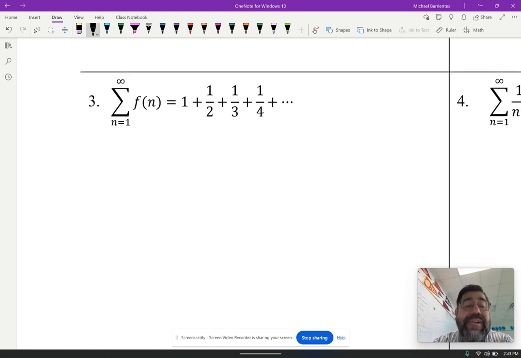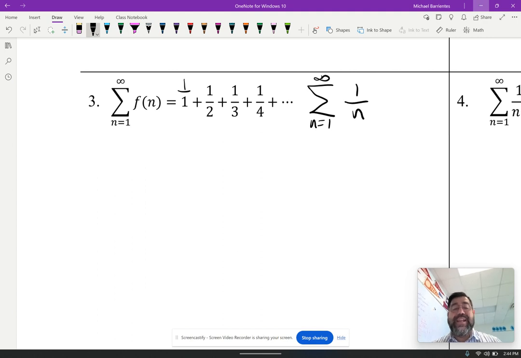So what's the pattern here? Well, I notice that all of these are fractions, including this, because this is really 1 over 1, right? So if it's 1 over 1, 1 over 1, 1 over 2, 1 over 3, 1 over 4 that I'm adding, then really I'm adding this pattern of 1 over n, where n is the index down here that I'm plugging in, 1, 2, 3, 4, and that's how I'm building my terms.